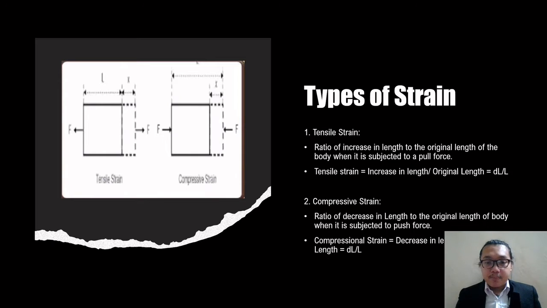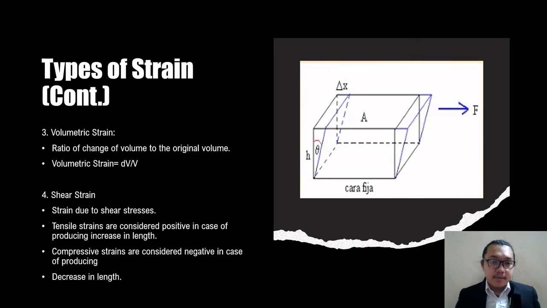Next is compressive strain. It is the ratio of decrease in length to the original length of the body when it is subjected to a push force. Next is volumetric strain. The description is a ratio of change of volume to the original volume. Next is shear strain. The description is strain due to shear stresses.